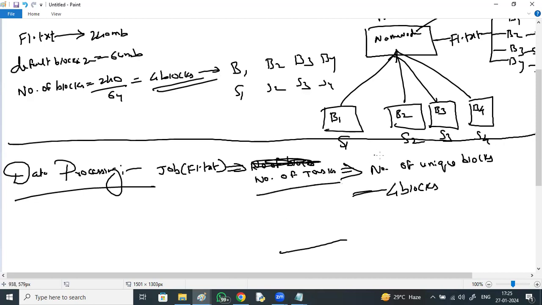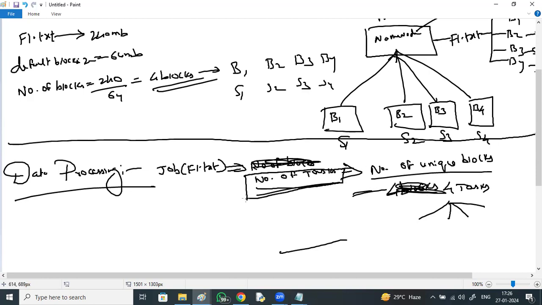Number of tasks equals the number of unique blocks, 4 blocks. As there are 4 blocks, there are 4 tasks. Understand here in Hadoop, the number of tasks always depends on blocks. 4 blocks means 4 tasks, 10 blocks means 10 tasks, 2 blocks means 2 tasks. So here 4 tasks, T1, T2, T3, and T4.